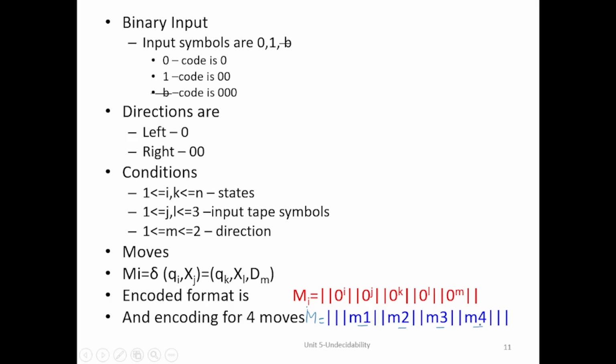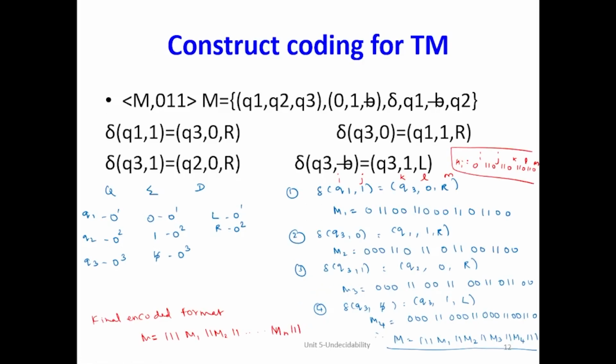Okay, so let us go to the problem. Here they will ask a question such as: construct the coding for a given Turing machine. They will give the 7-tuple representation. If you consider a Turing machine named M with the input string 011, to construct an encoding the input string is not necessary, so you can ignore the second parameter.